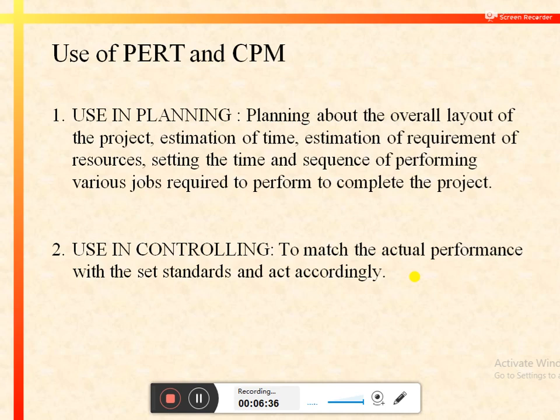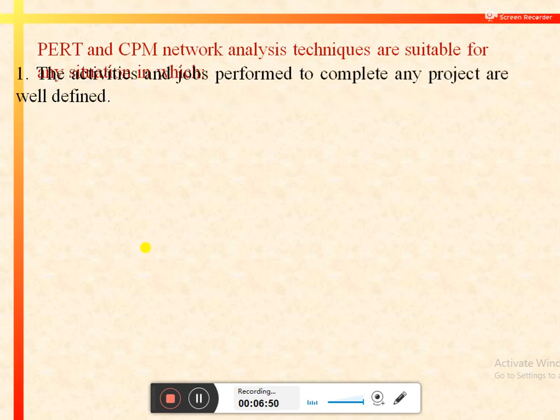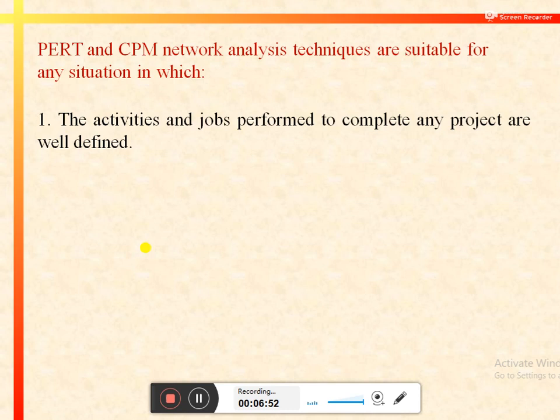So what are those situations in which PERT and CPM network analysis techniques can be utilized for the purpose of management? Basically, any situation in which the activities or jobs or different tasks performed to complete any project are well defined. First of all, the different activities that are involved in a particular project should be well defined and clearly identified. Only in that case can we use PERT or CPM network analysis techniques for efficient management.